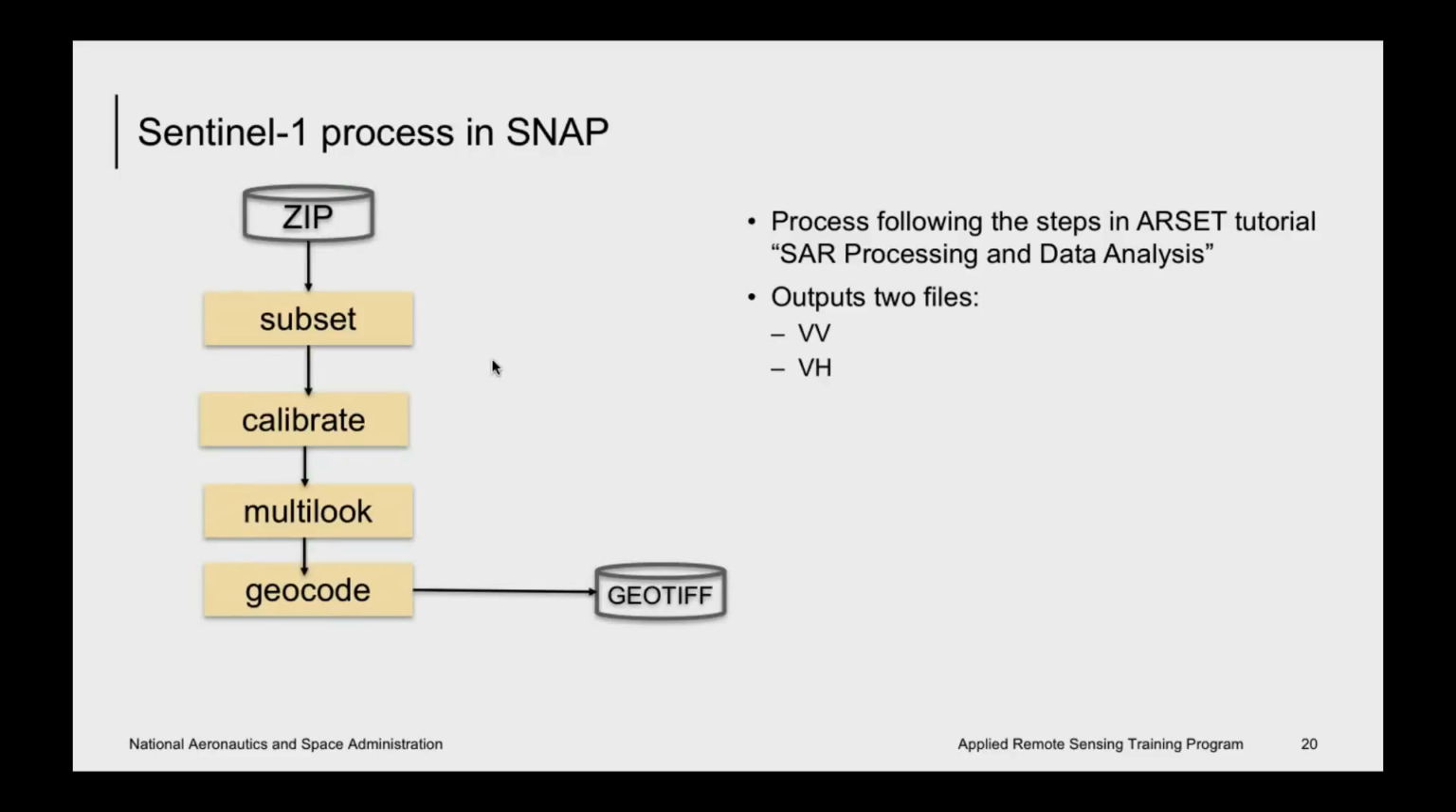We started with a zip file. We subset the data, and then we calibrate, and we multi-look and geocode the results. And the results that I have here are saved as GeoTIFF files because that's my personal preference. But as long as you can bring them into QGIS, we are fine. And at the end of the day, we have two files, VV and VH, to bring into QGIS. And I use the SNAP software to do this analysis, just like you did for session two.